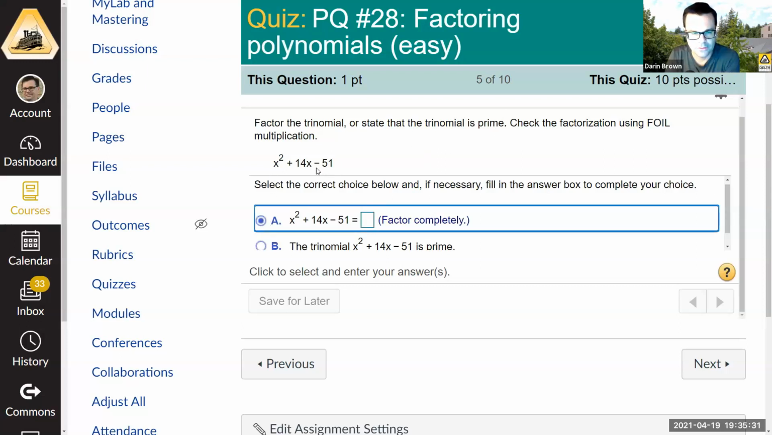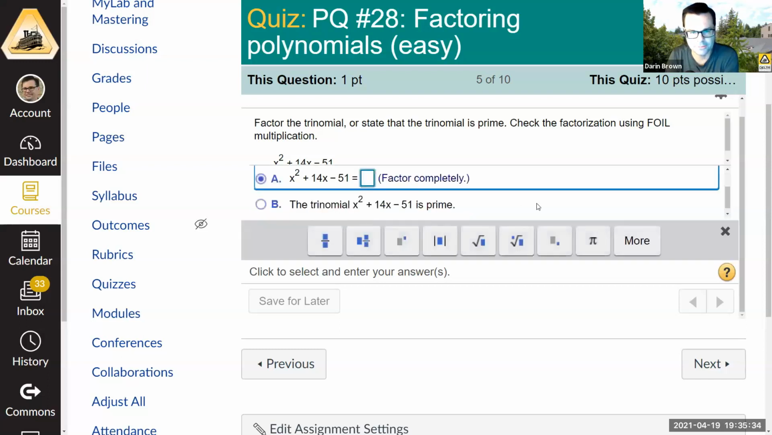Okay, so here we could use guess and check because it's just x squared. So we know it's got to be x plus something, x minus something. 51 is not prime, but it only factors one way other than 1 and 51. That's 17 and 3. It's a product of 2 primes, and 17 and 3 do have a difference of 14. So this doesn't look like it's going to factor, but actually it does, because I can use plus 17 and minus 3. So x plus 17, x minus 3 actually works here.